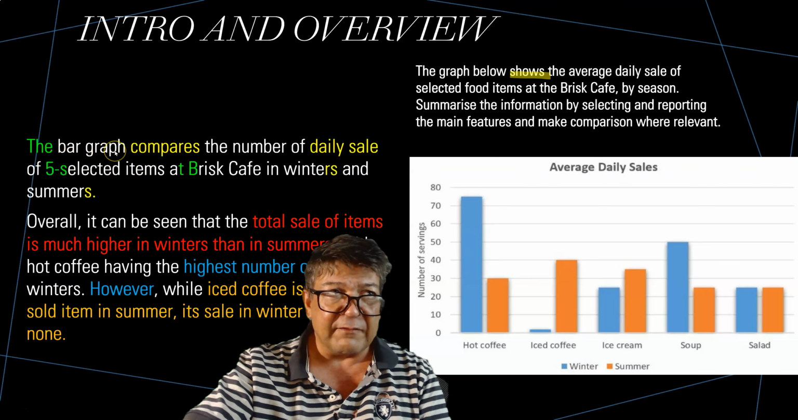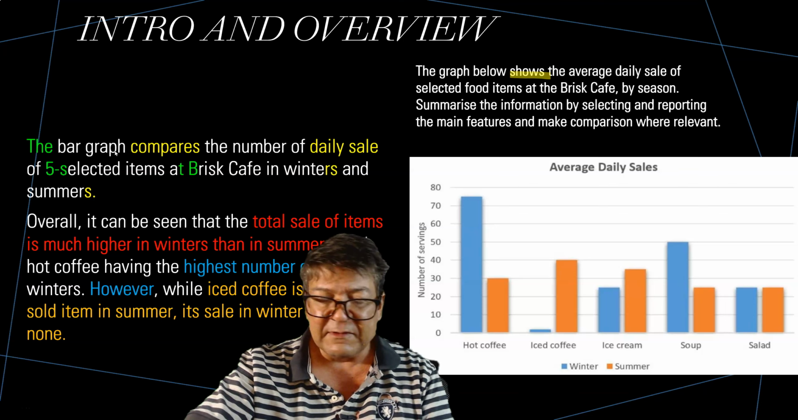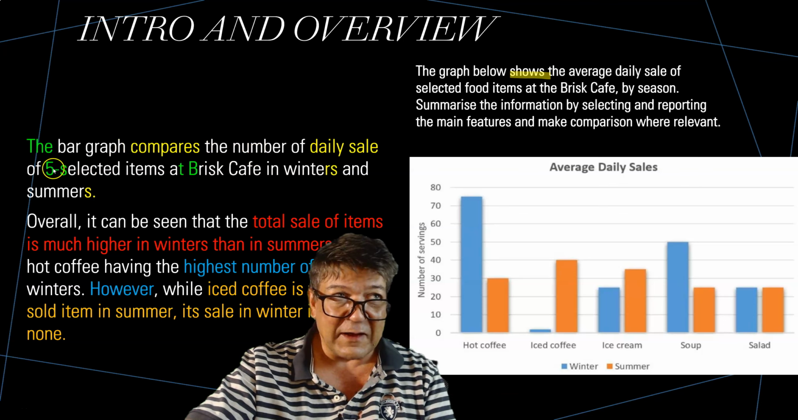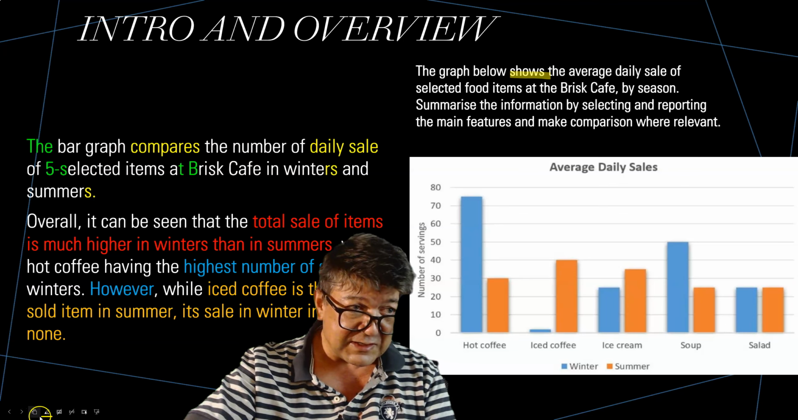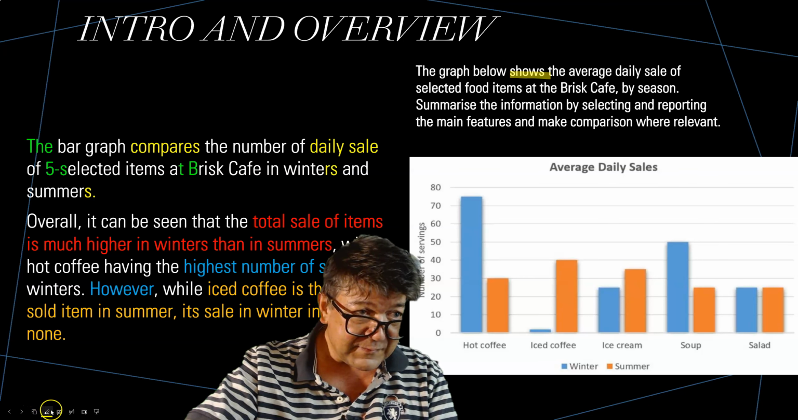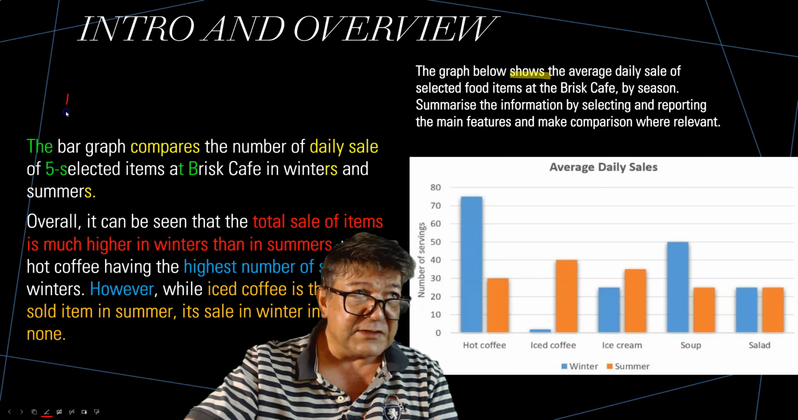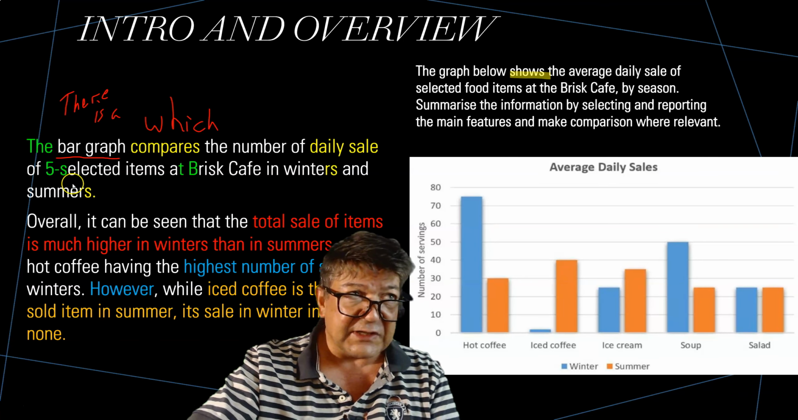And it's the bar graph. Well, how do they know which one it is? Okay, I like to do this, and this is something I've been advocating for many years, and that is: there is a number of daily sales of the 5 seasons.